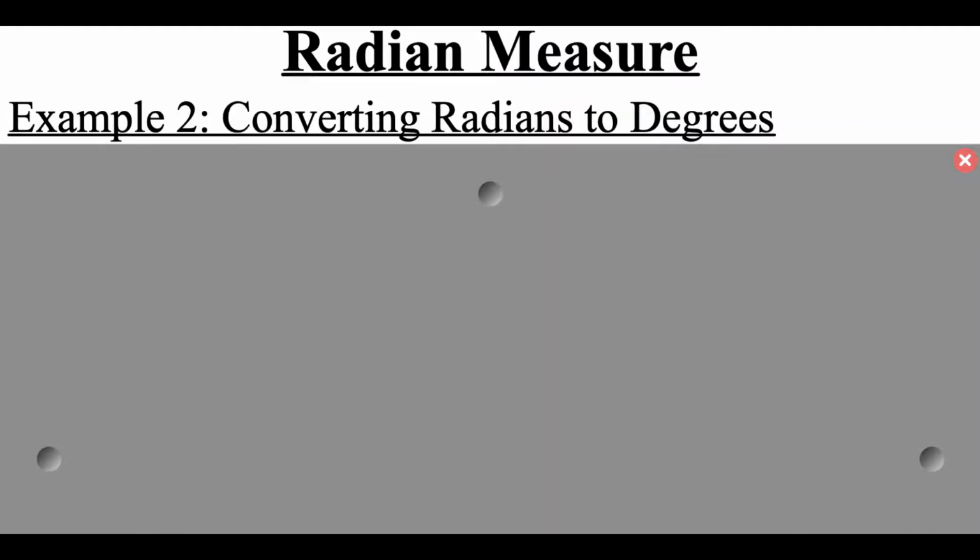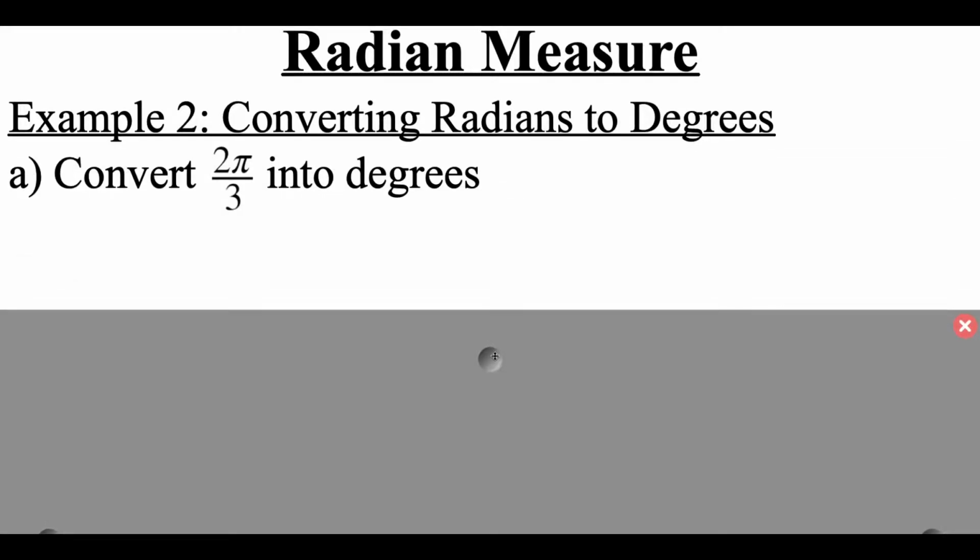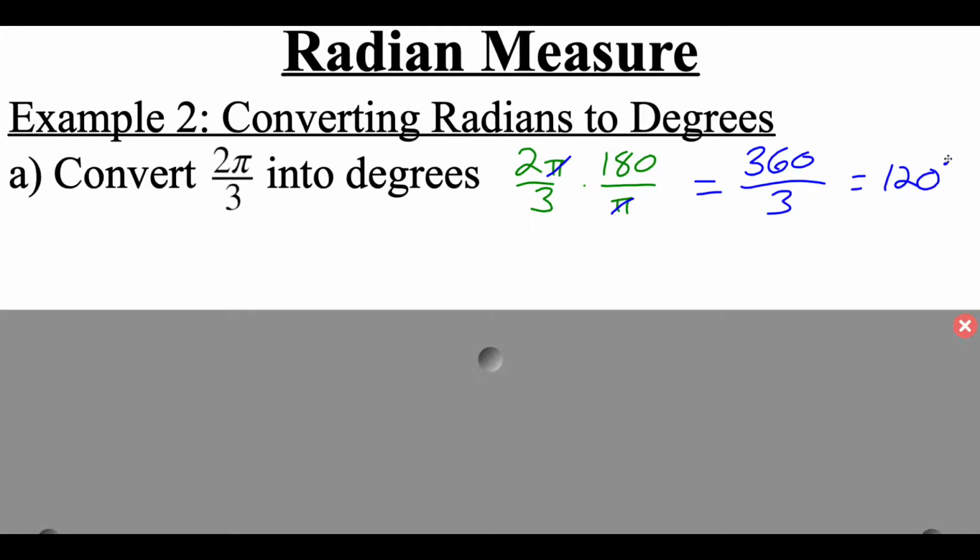In this example, we're going to be working the opposite direction, so going from radians into degrees, and first we're going to convert 2 pi over 3 into degrees. So to convert a radian angle into degrees, we multiply by 180 over pi. I notice that there's a pi on top and on bottom that we can cancel out. 2 times 180 is 360 over 3, and then 360 divided by 3 is 120 degrees. So 2 pi over 3 is 120 degrees.